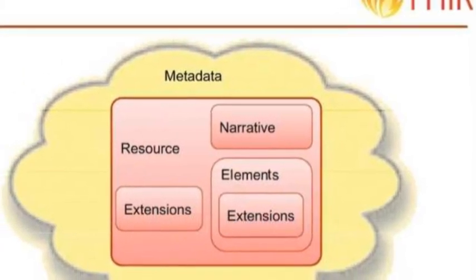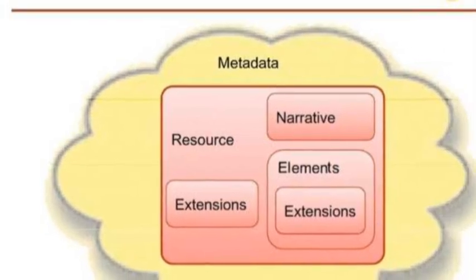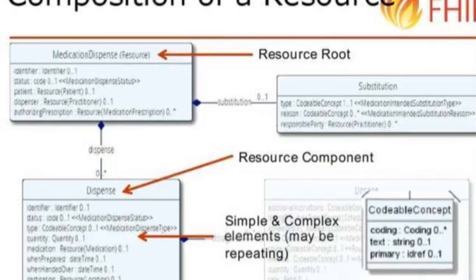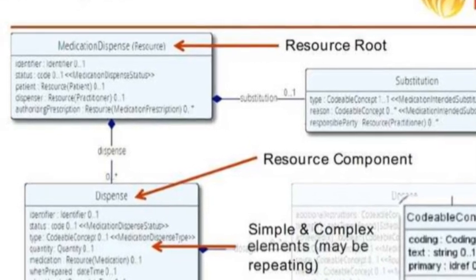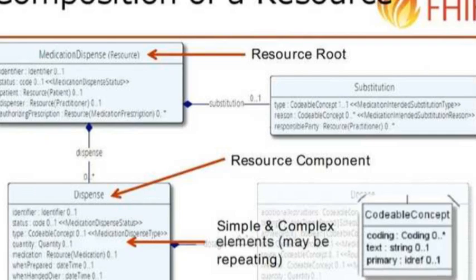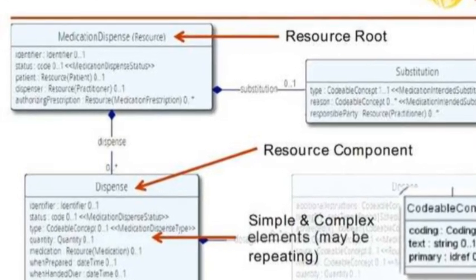A FHIR resource comprises metadata, narrative sections, core elements, and optional extensions, offering both flexibility and consistency. For example, a patient resource may include core data like name, birth date, and gender, but additional attributes can be added as extensions, allowing customization without compromising interoperability.